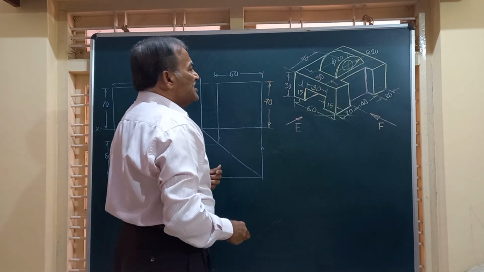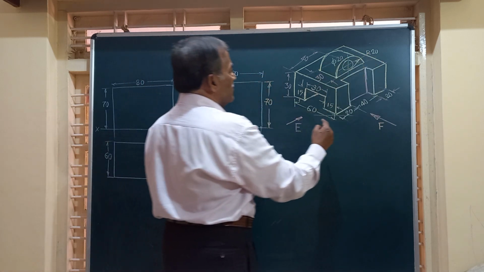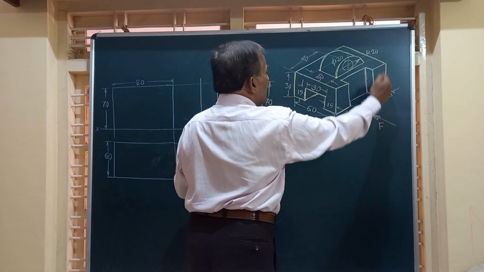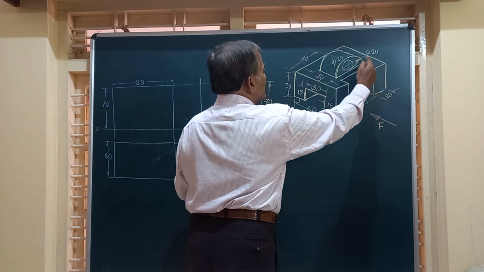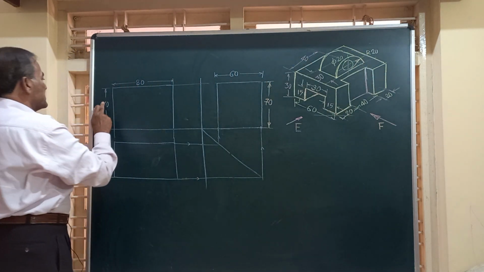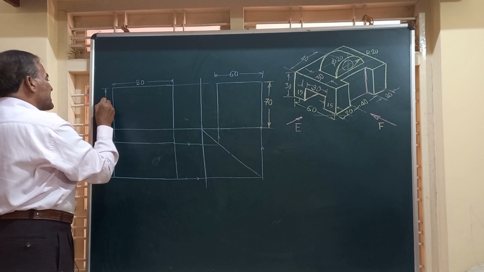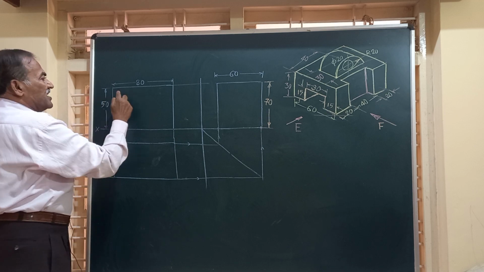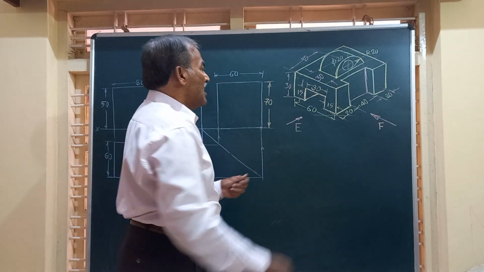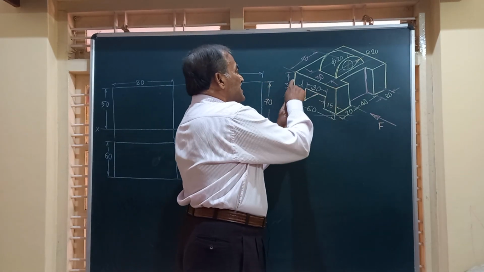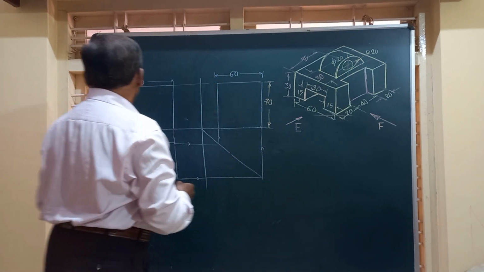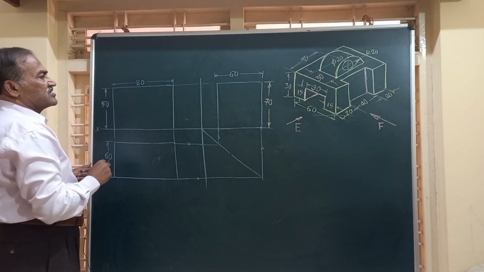So friends, in the front view, you can have a rectangle of 80 and the height equal to 30 plus 20. 30 plus 20 is 50. So I am going to have a rectangle here of length equal to 80, this dimension, and the height equal to 30 plus the projection of 20, that is 50 millimeter. I have shown here, friends.